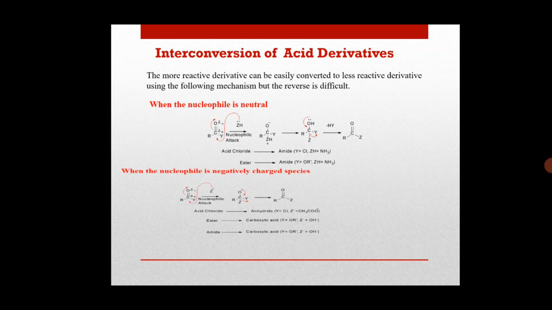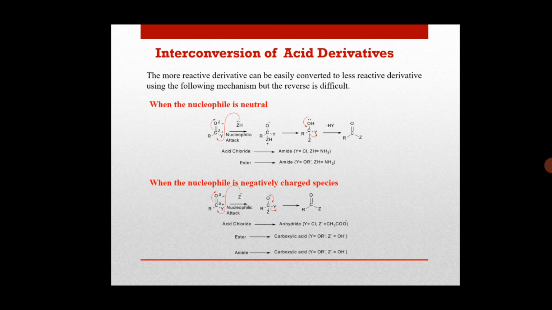The second mechanism is when the nucleophile is a negatively charged species. Through this acyl nucleophilic substitution reaction mechanism, acid chloride can be converted into anhydride, ester and amide. Acid chlorides can be converted into anhydride. Ester and amide can be converted into carboxylic acids.